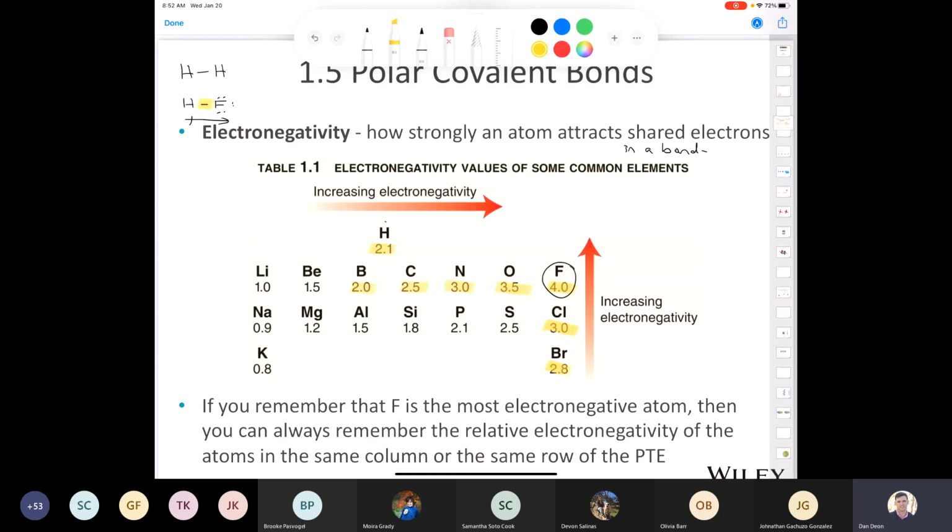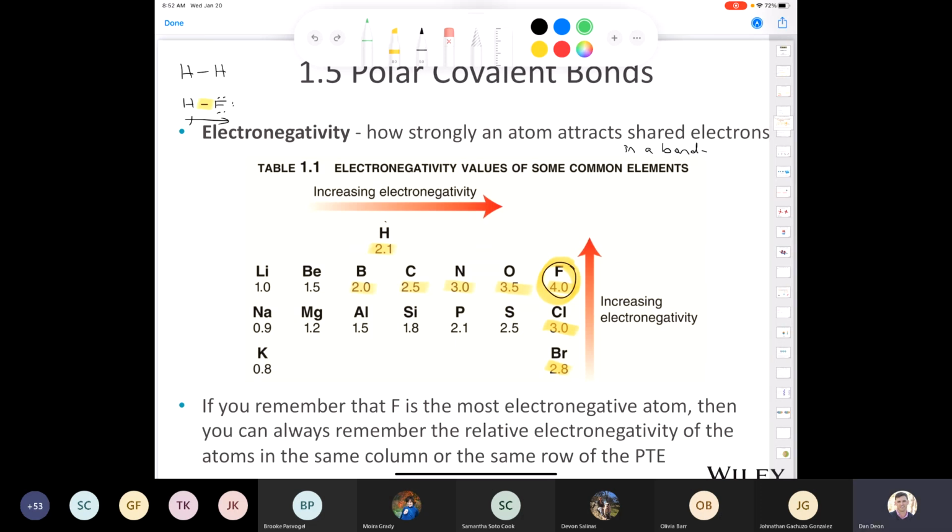And let me show you another trick here. If you can memorize that fluorine is 4.0, look what happens when you go backwards. It goes down a half, down a half, down a half, down a half, down a half, down a half. So that's a good way to memorize the second period.